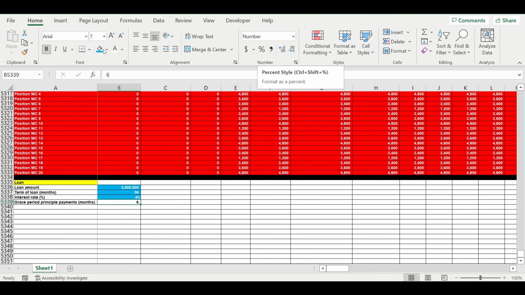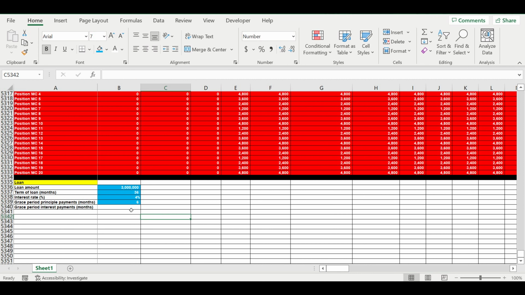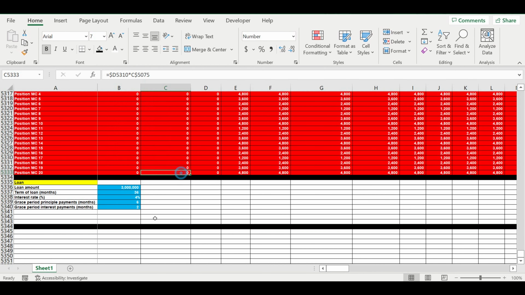Then we start paying the principal of our loan. Then we specify the grace period for interest payments. For example, let it be a 2-month period. And now let's create the timeline, and then we specify when, by the way, we get the loan.